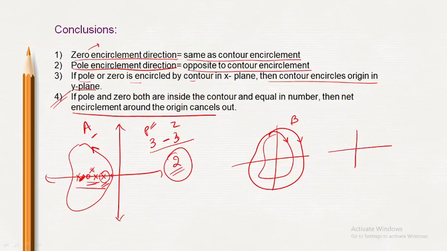Similarly, if you had one pole and two zeros, what would happen in that case? If you had 1 pole and 2 zeros, then these 2 would have cancelled out and you would have got 1 encirclement about the origin, but that would have been in the same direction as the contour that is given in the A plane. So I think it's not that tough to understand, it's pretty simple.